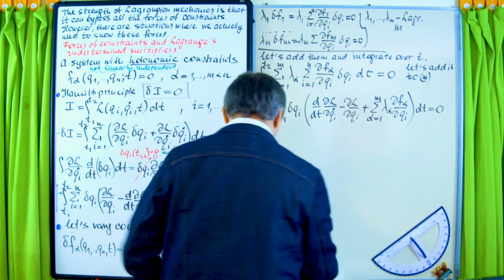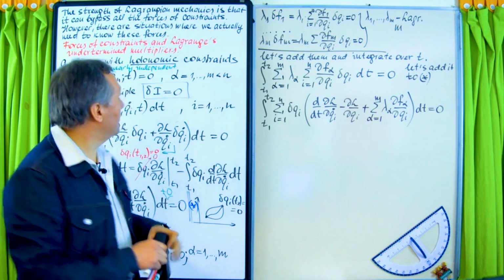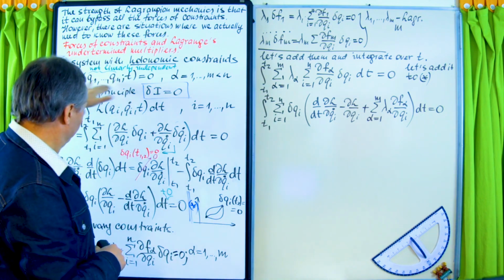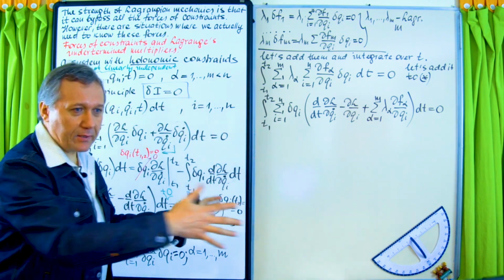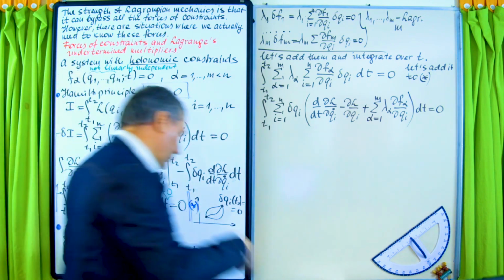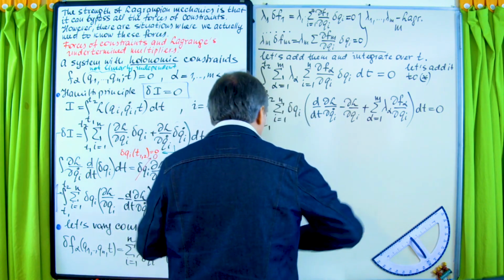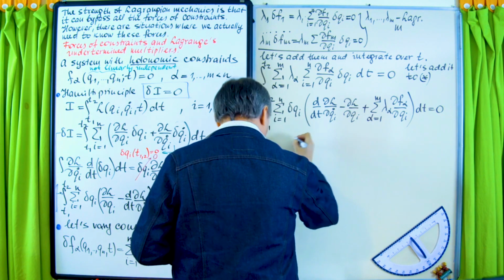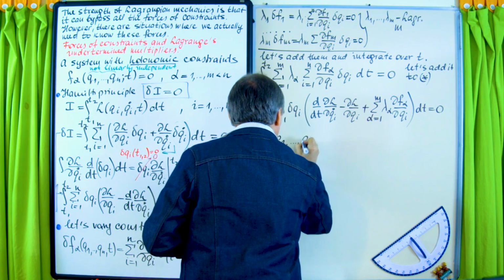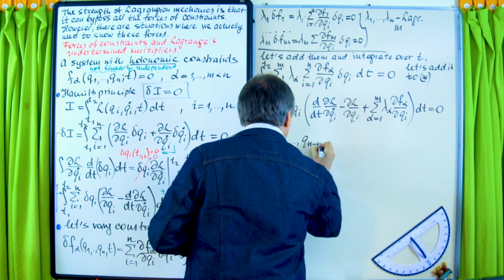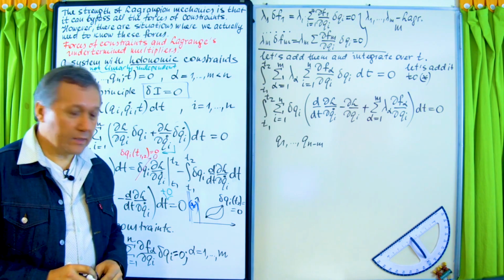So first, let me filter these coordinates. Let me first write those which are linearly dependent and then linearly independent, or the other way around. Let me check. First independent. All right. So I will write Q1 all the way to Qn minus m. These are linearly independent.